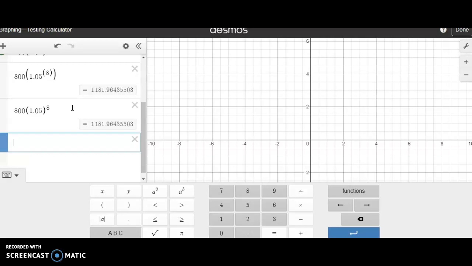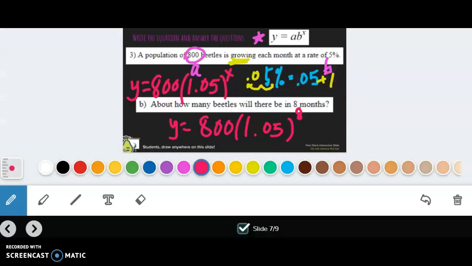So our answer would be 1,181.96, or we can say 1182. Let's just round up to the nearest whole bug. So 1182. About how many beetles will there be? And that's why it says about how many, because it's just an estimation. So 1,182 beetles is our final answer.